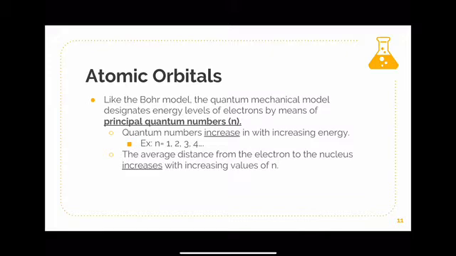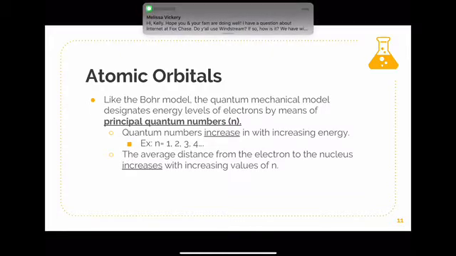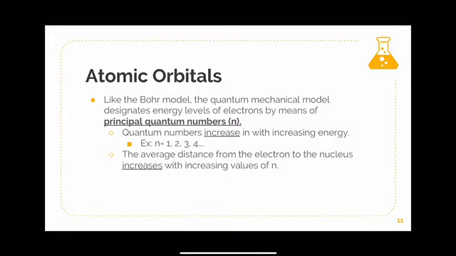And so like the Bohr model, this quantum mechanical model described by Schrödinger designates energy levels of electrons using numbers. And so these numbers are referred to as quantum numbers. And they increase with increasing energy level. And so as you increase the quantum number, then you're going to have more energy, okay?